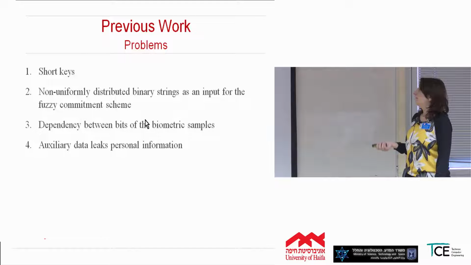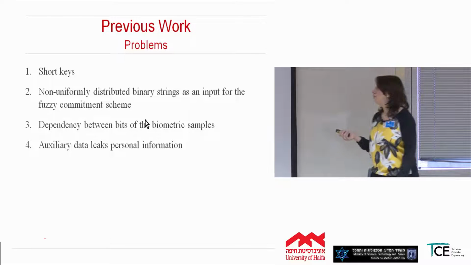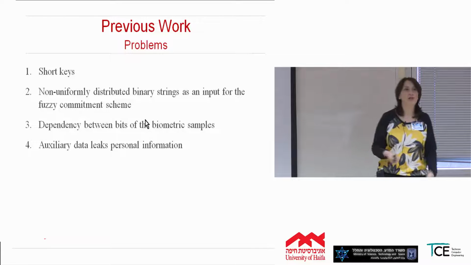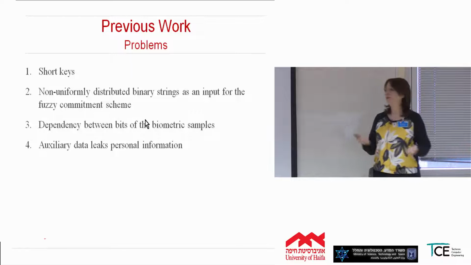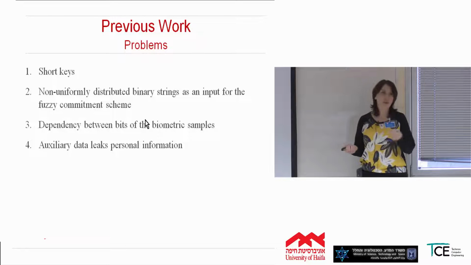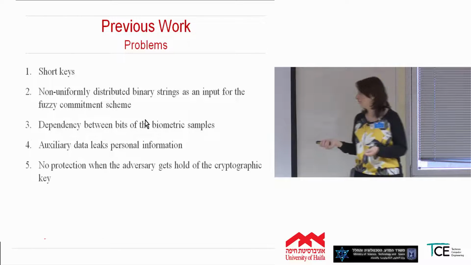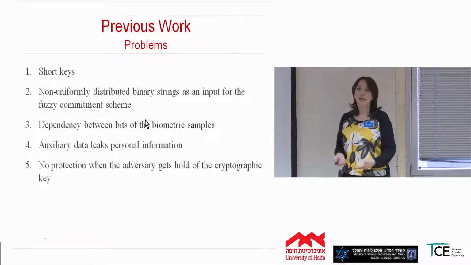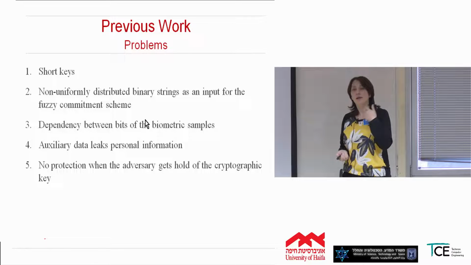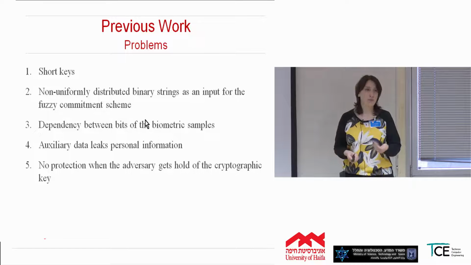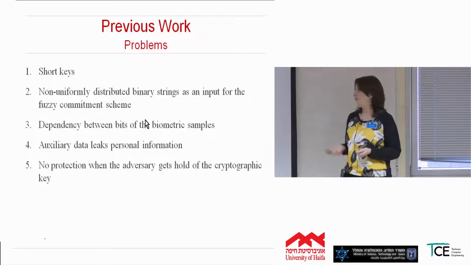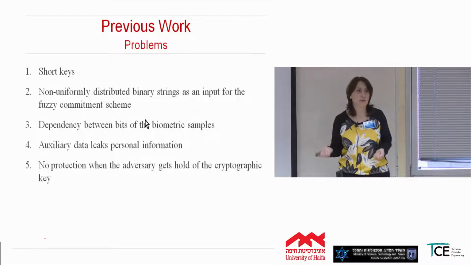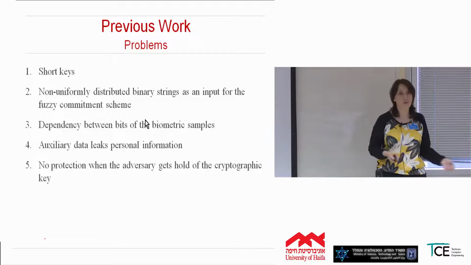As I said, auxiliary data can leak personal information, such as the feature extraction process or the binarization process with quantization and other things. And the hardest one to achieve: if an adversary gets hold of a cryptographic key, we should not be able to construct the biometric data. And it's not true in previous work. Most of the previous work, if you get the key, you can go back to the biometric.